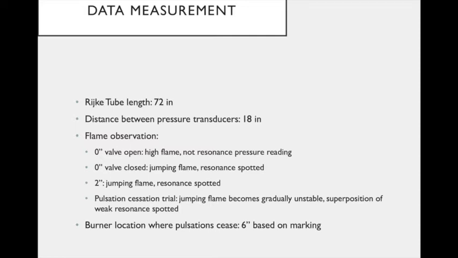And during the pulsation cessation trial, the jumping flame becomes gradually unstable, and we also observe superposition of weak resonance. The burner location where pulsation ceases is about 6 inches based on the marking from the bottom of the quartz window.